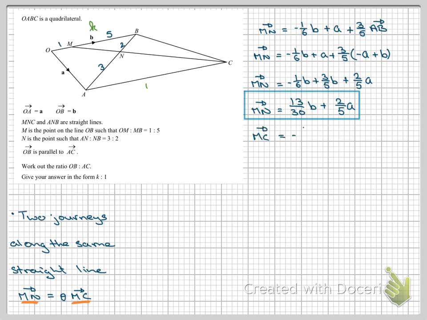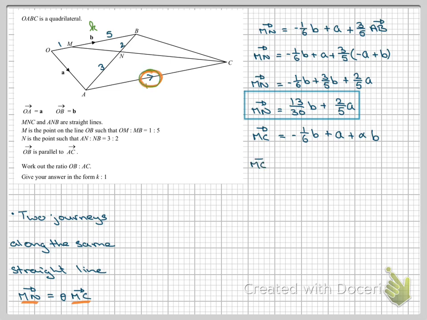Next, I will do the M going to C. M going to C is minus 1/6 of B plus my A plus then some amount of B. And I can say it's some amount of B because AC is going to be parallel to OB. So I'm saying that MC is minus 1/6 of B plus the OA, which is A, plus then the AC, which is some amount of B.